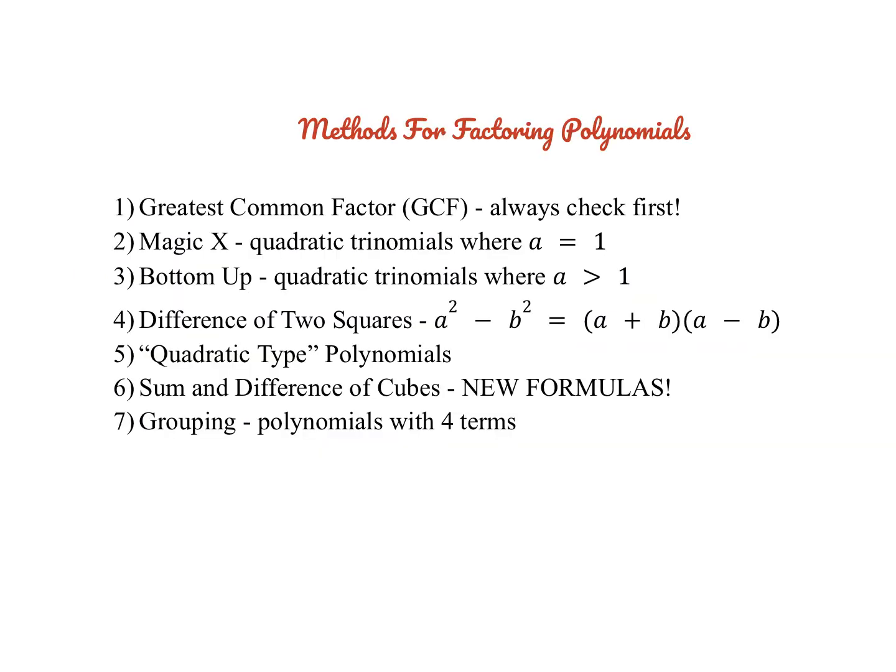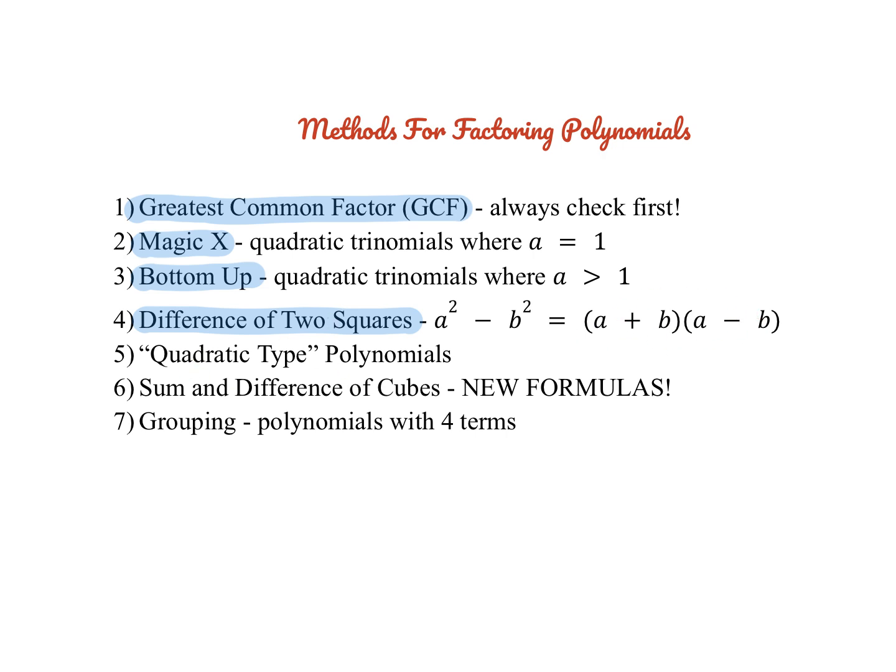Okay, today we're going to be factoring polynomials. So a lot of these methods we already know because we know how to factor quadratics, which are just a type of polynomial. So if you look at the ones we already know, check for a GCF first. We know magic x is a method we can use for a quadratic trinomial where a equals 1. We know the bottom up method, which is for quadratic trinomials where a is greater than 1. And we also know difference of two squares, which are expressions in the form of a squared minus b squared, and it just factors out to this.